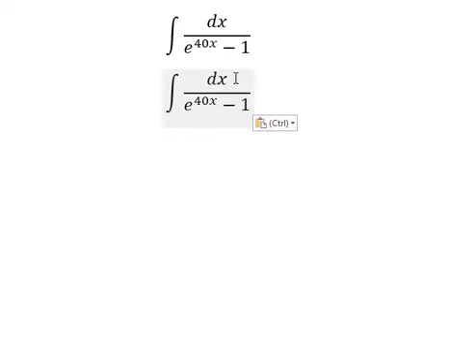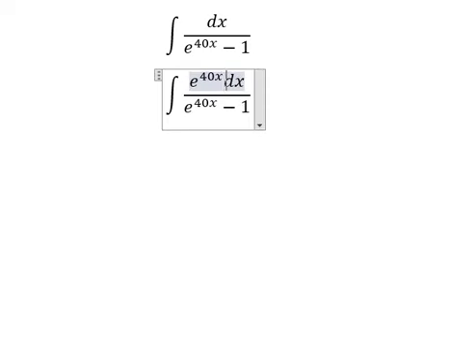We need to multiply by e to the power of 40x on numerator and denominator.